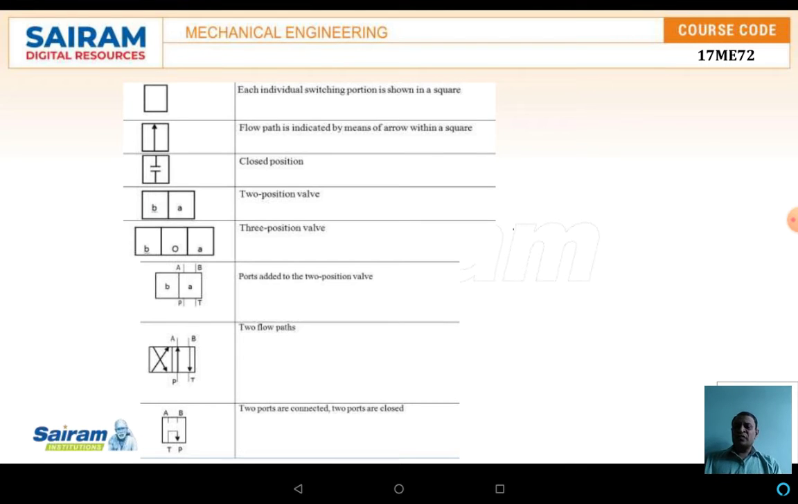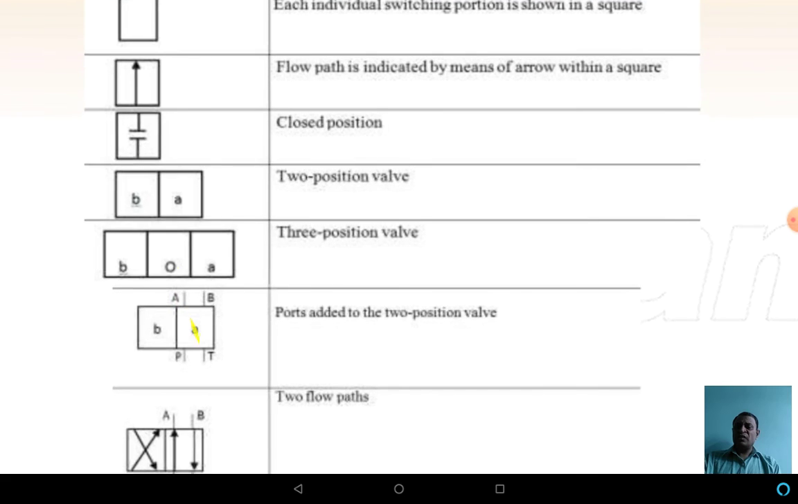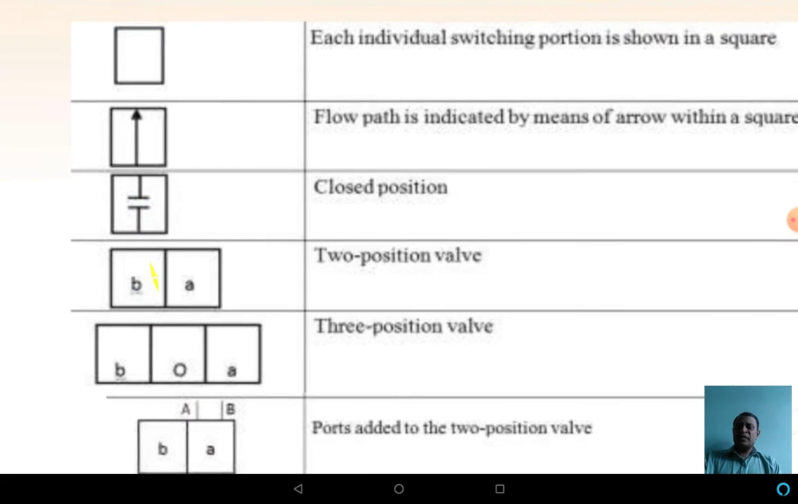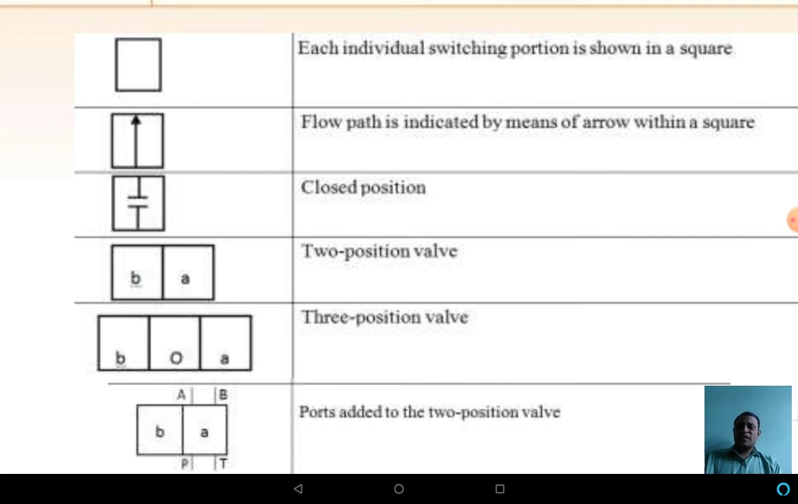Now here is the symbolic representation of the valves. Each individual switching position is shown by a square.